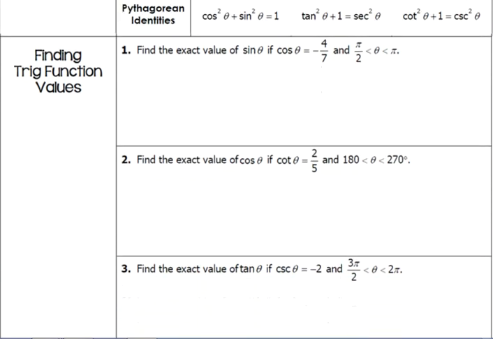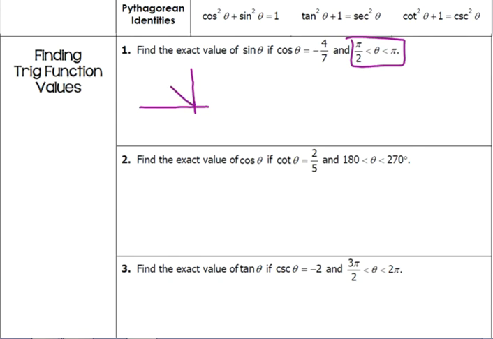So first thing that we're going to look at here are using some of these identities to find trig function values. The first example says find the exact value of sine of theta if cosine of theta is equal to -4/7 and theta is between pi/2 and pi. This is where we're going to start. We start with that inequality because that tells us what quadrant we're in, which is very important. So we are between pi/2 and pi. We are in the second quadrant.